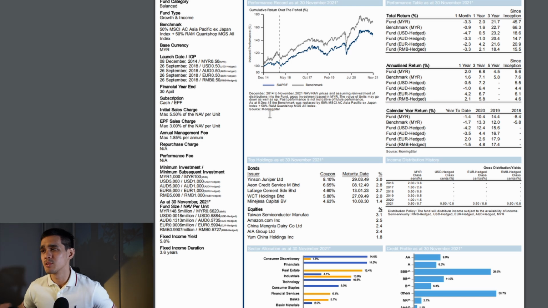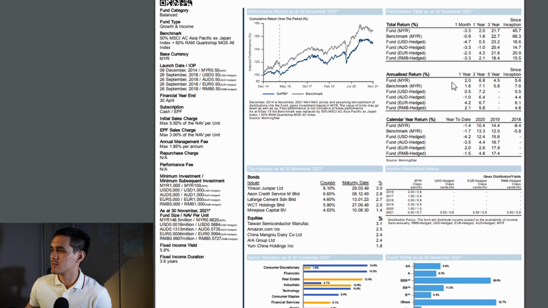Okay, so now let's look at the fund performance and you'll understand why the benchmark is important. So you can see here, SAPBF is this fund by Affin Hwang. And the one in gray is a benchmark. And you can see right from the start in December 2014 until now, this mutual fund has underperformed its benchmark, which is of course a bad sign.